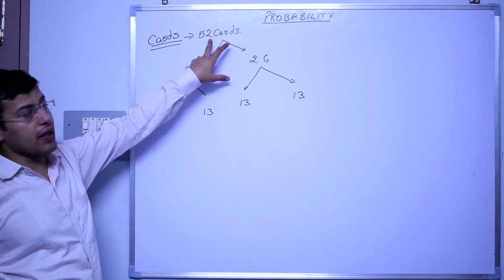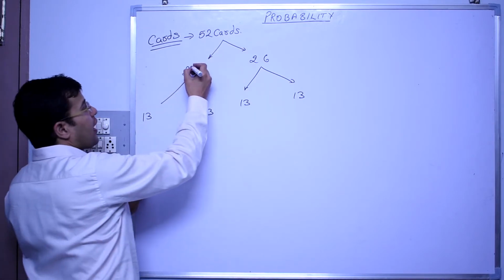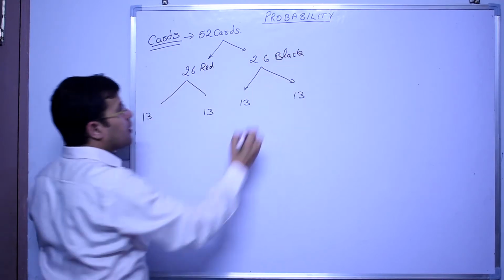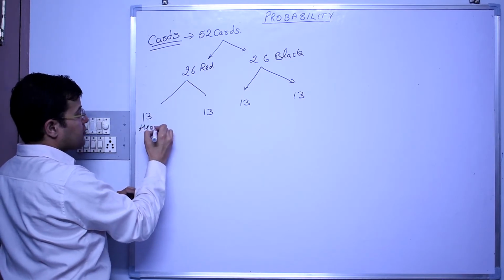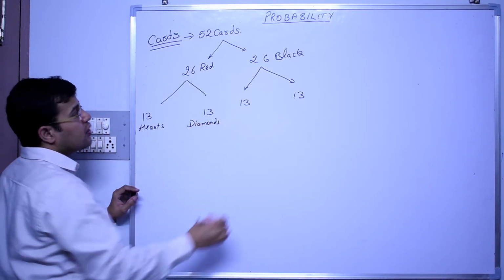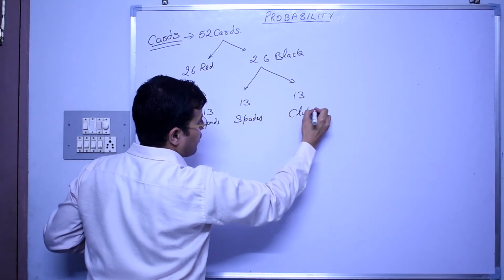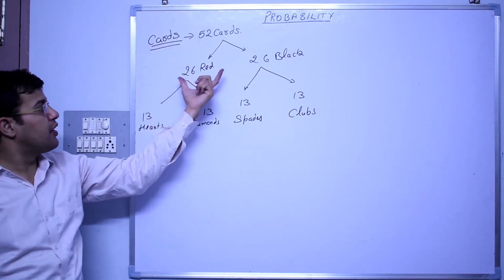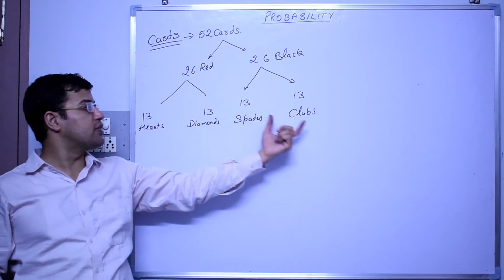So we have 52 playing cards besides the joker, which we don't count. The 52 cards are divided into 26 red and 26 black. In red you have 13 cards of hearts and 13 cards of diamonds, and under the black section you have 13 cards of spades and 13 cards of clubs. So 52 cards, 26 red and 26 black. Out of them 13 of hearts, 13 of diamonds, 13 of spades and 13 of clubs.